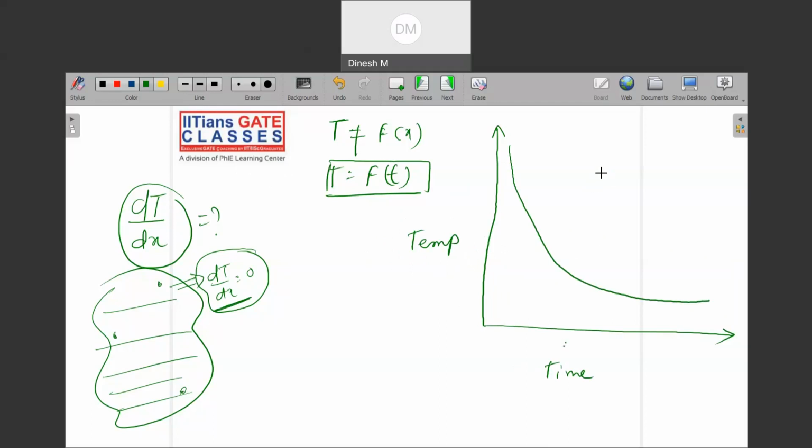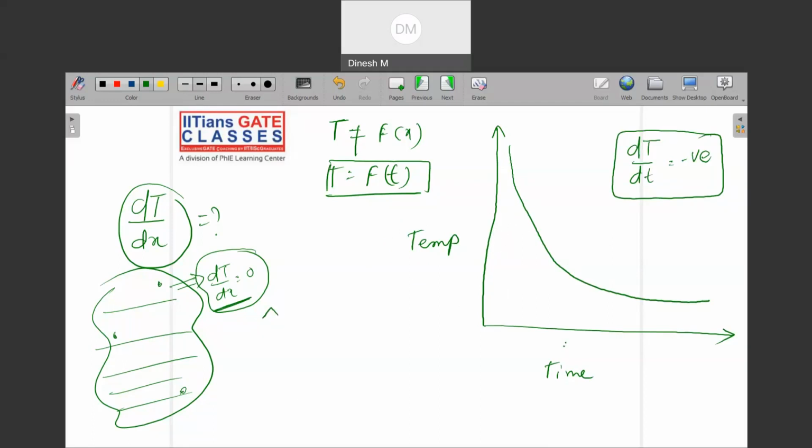Okay, so what is the rate? dT/dt should be negative only. Why? Because with the passage of time your temperature is decreasing, so that is why I have drawn it with the decreasing slope. Okay.